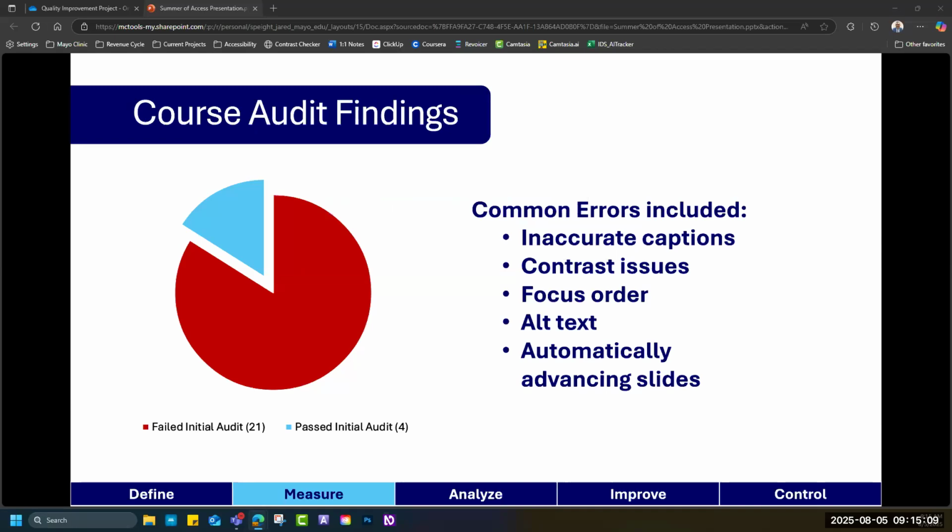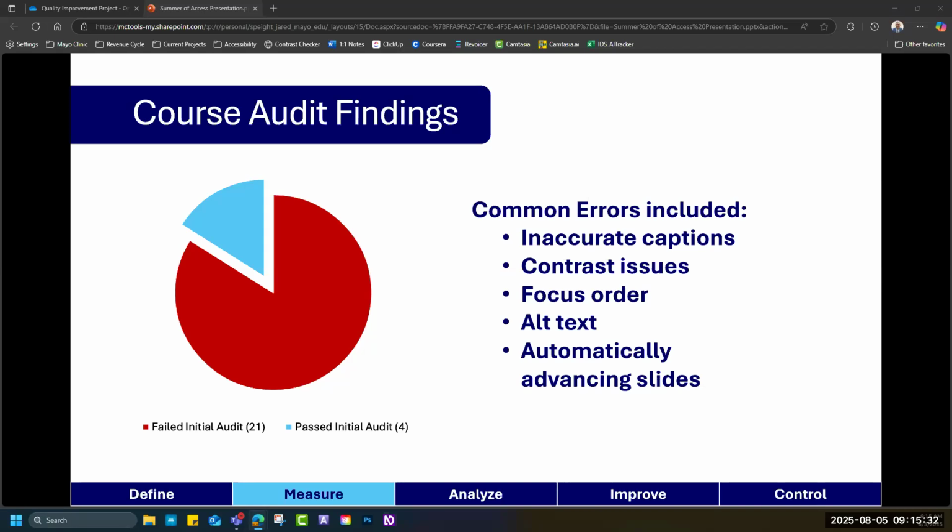Well, Jared mentioned that we audited those 4 programs consisting of 25 courses. And through the initial accessibility audit, we found that 21 of the 25 had failed. So, we weren't quite meeting the mark of accessibility from what we initially thought.